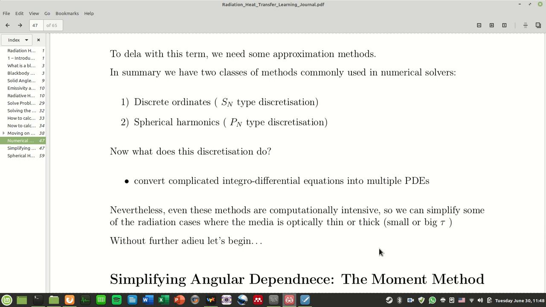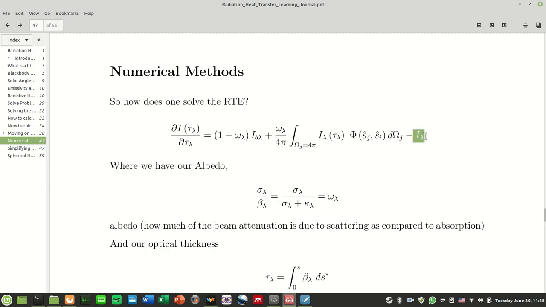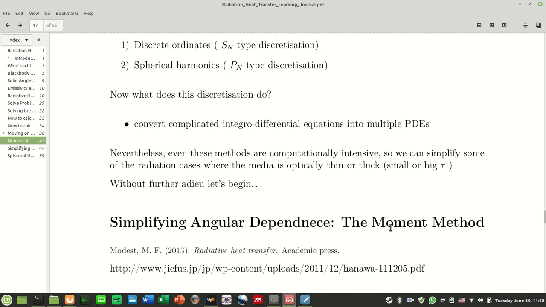So the idea behind an optically thin medium is that we kind of ignore the extinction. We say that this extinction term is negligible in an optically thin medium. So what happens is that the radiation intensity will increase due to black body radiation and in-scattering, but this extinction term we just neglect because it's thin. So that's for very small tau.